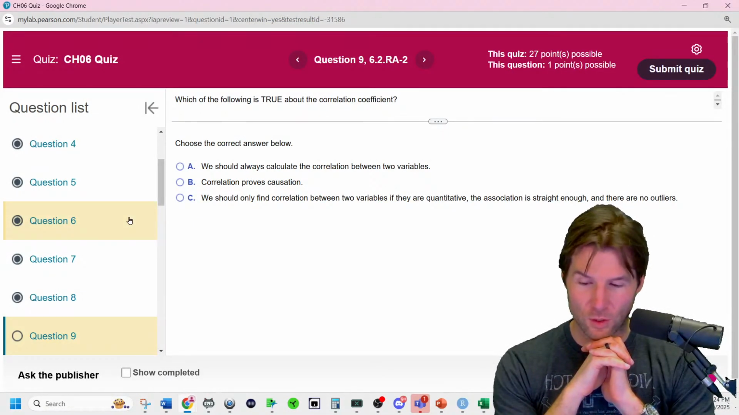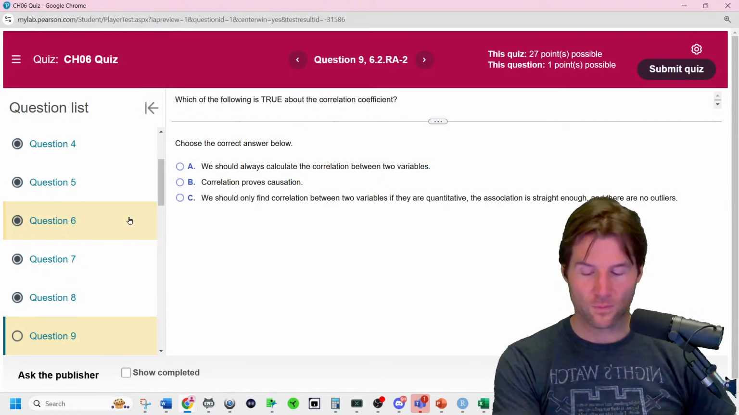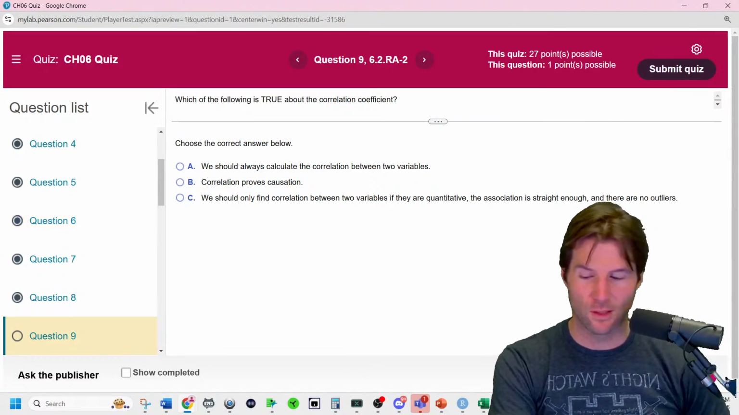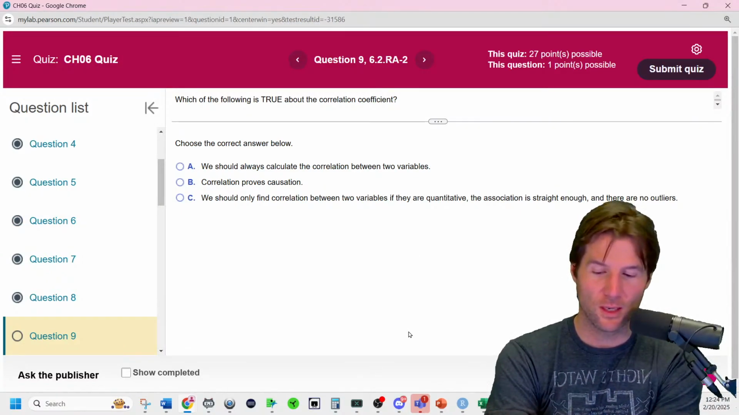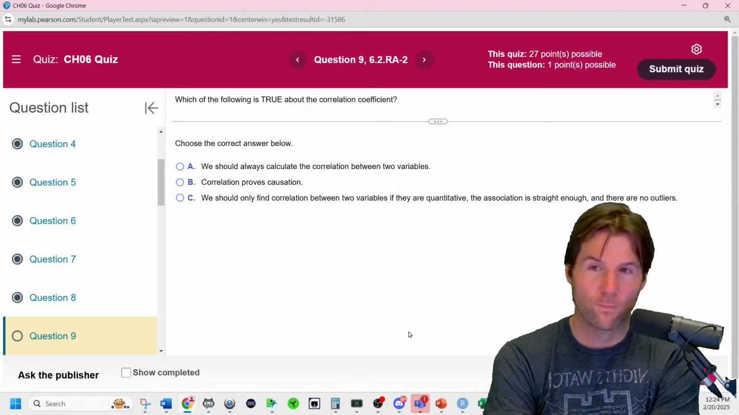Which of the following is true about the correlation coefficient? Oh my gosh. What answer is wrong on this screen? Let's do it next. What answer is just, you look at this and you're like, no. Which answer is just like, yeah, no. One of these you should just be like, there's two that are no, but we'll do this.